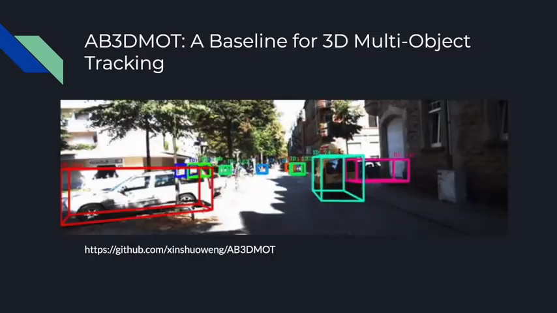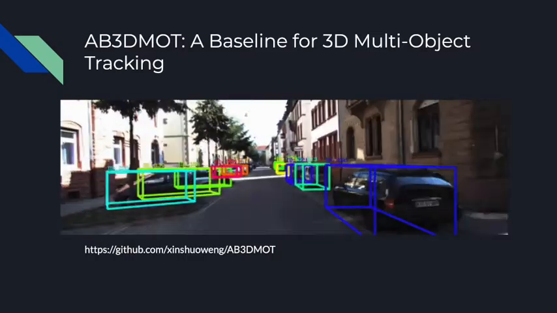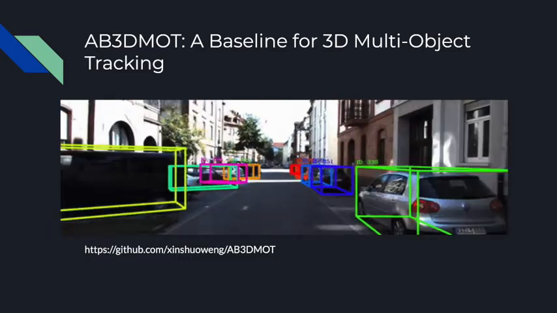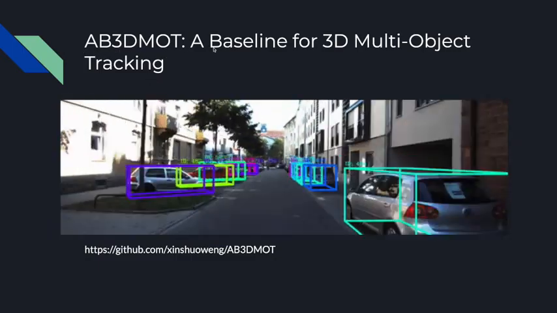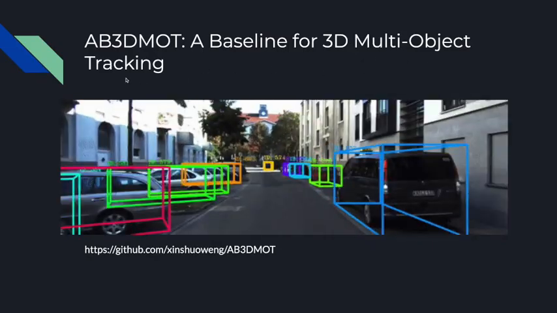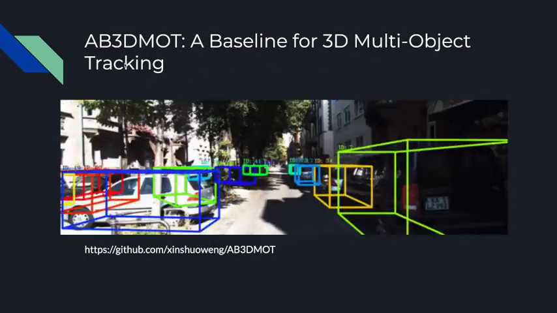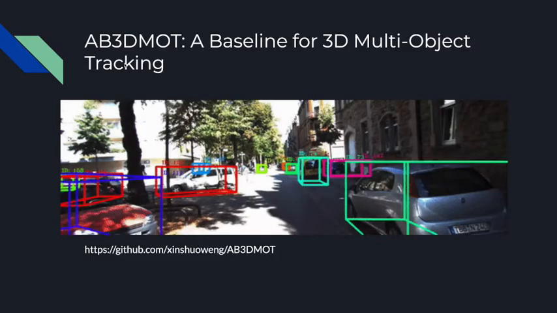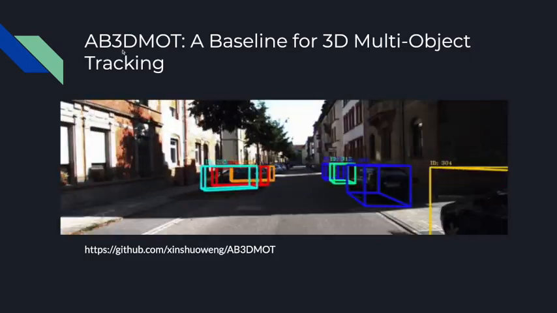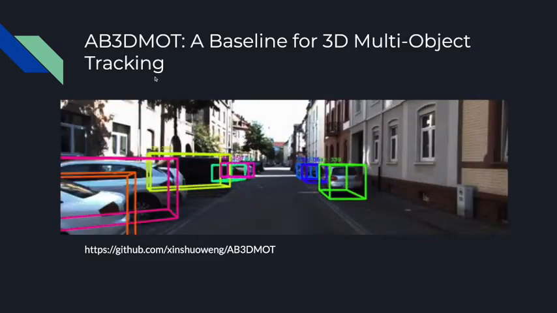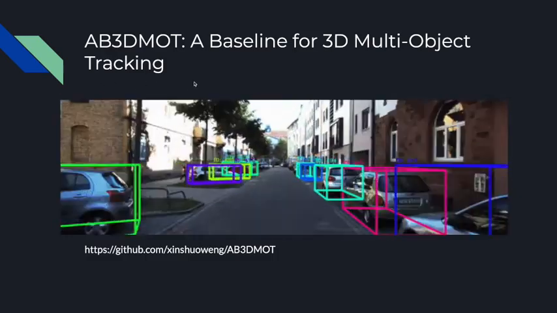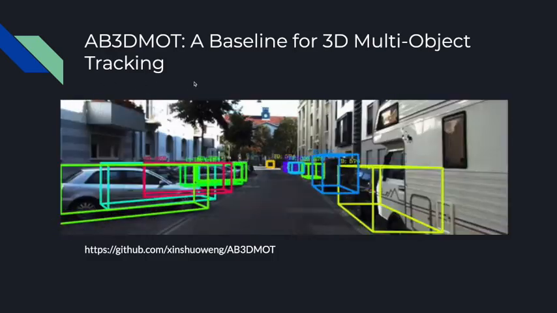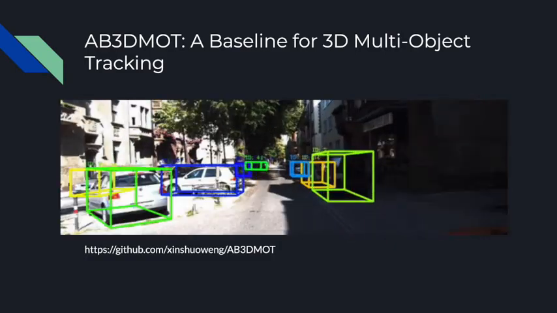The object tracker that we use is a modified version of a very popular public repository called AB3DMOT, which is a baseline for 3D multi-object tracking. This is a pretty large space in developing object trackers, and this algorithm has been shown to be a very good baseline, a very stable performer in lots of different data sets.